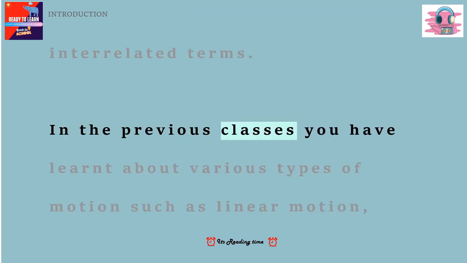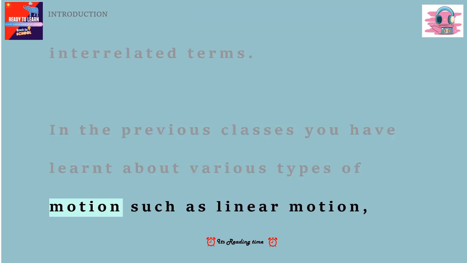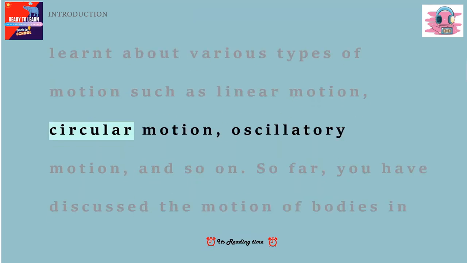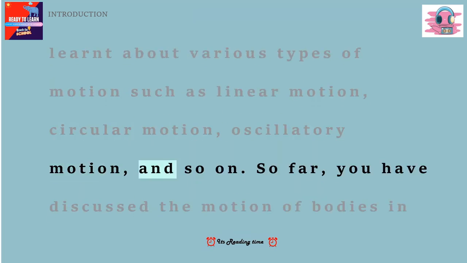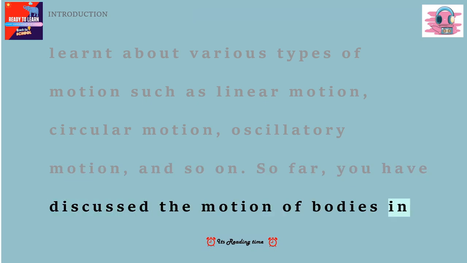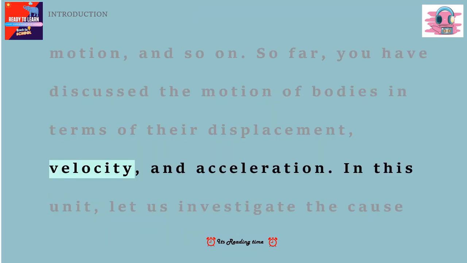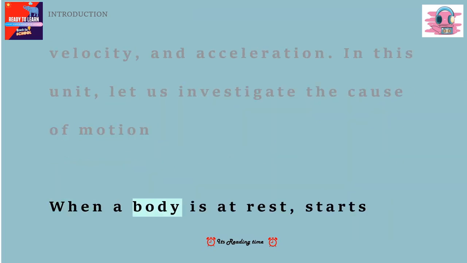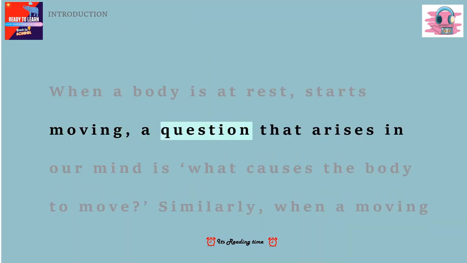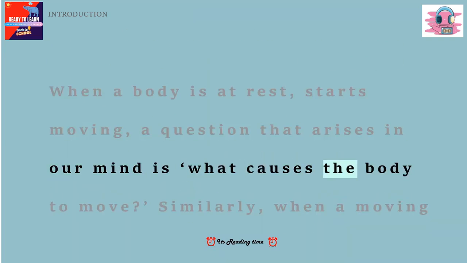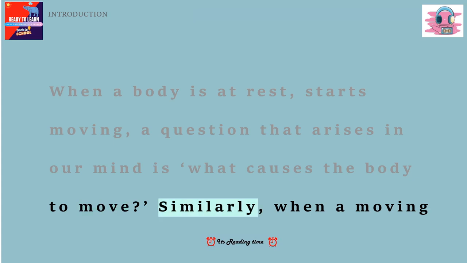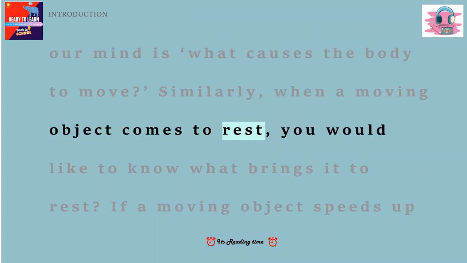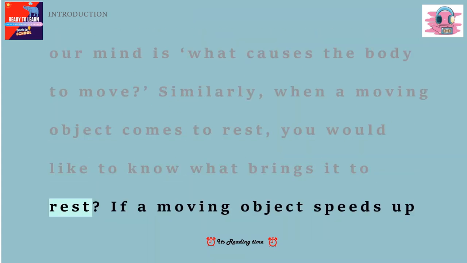In the previous classes you have learnt about various types of motion such as linear motion, circular motion, oscillatory motion, and so on. So far, you have discussed the motion of bodies in terms of their displacement, velocity, and acceleration. In this unit, let us investigate the cause of motion. When a body is at rest, starts moving, a question that arises in our mind is what causes the body to move. Similarly, when a moving object comes to rest, you would like to know what brings it to rest.